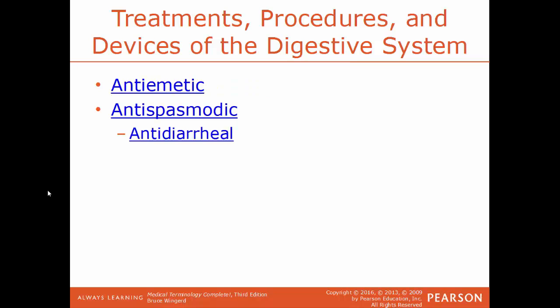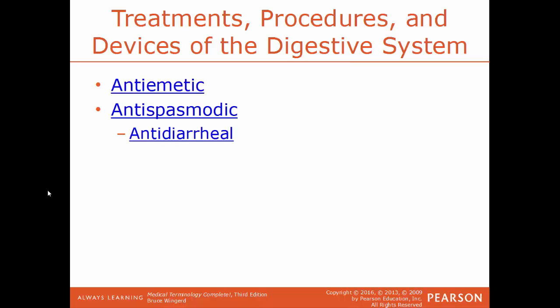Antiemetic, this refers to a drug that will prevent vomiting. Antispasmodic, this is a reference to a drug that will reduce or suppress the spasms of muscle. An example of that would be an antidiarrheal. Medications that are antidiarrheals will suppress the large intestine from having spasms and therefore moving material through the large intestine too quickly. And if that material moves too quickly, water can't be absorbed by the large intestine, so the stools end up being very watery.